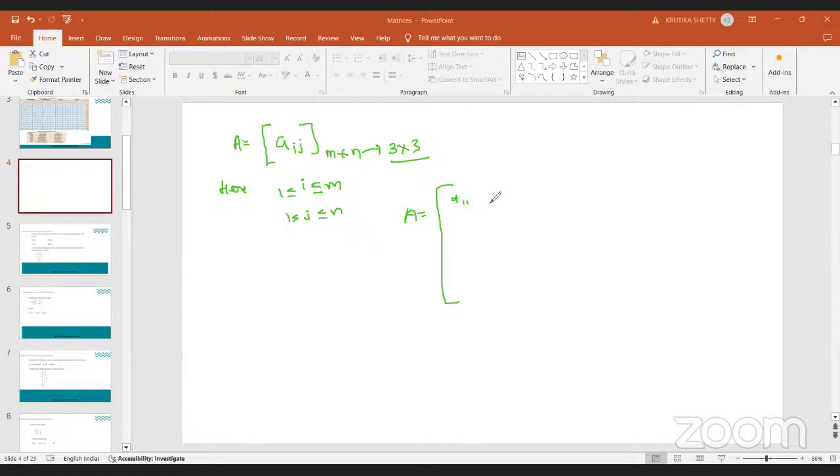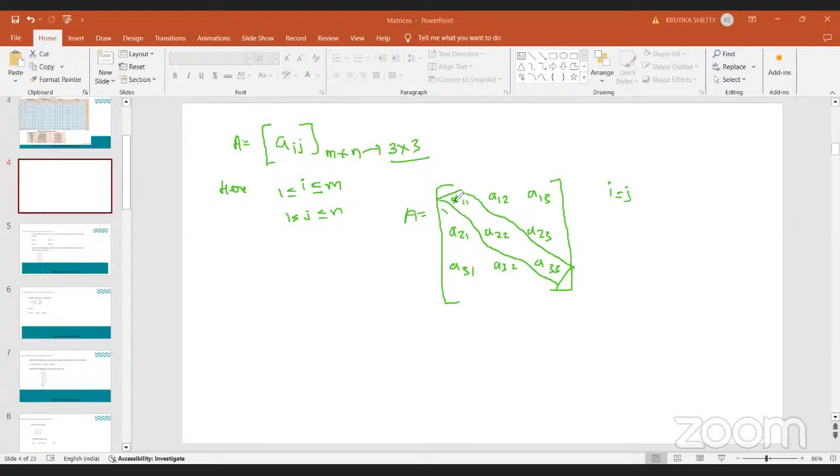So a11, next a12, a13. Okay, so these are the 3 elements in the first row, and then a21, a22, a23, a31, a32, and then a33. Okay, so see here, we can divide this full 3 cross 3 matrix into two parts. So you can see the diagonal I have drawn. Along this diagonal, you can see i is equal to j.